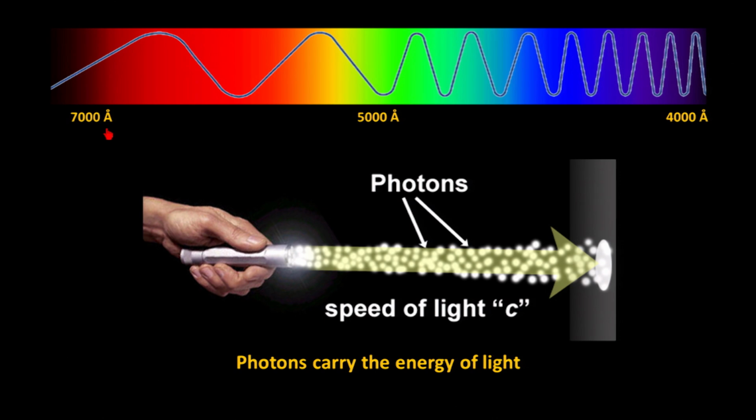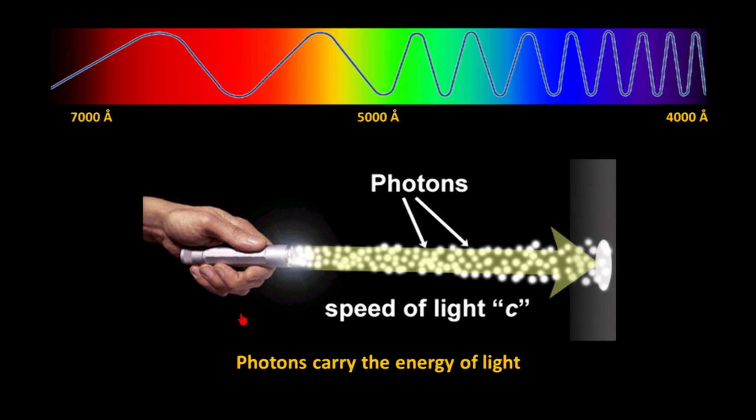7,000 angstroms corresponds deep into the red, and 4,000 angstroms corresponds to violet. And so wavelength is how the brain treats light, and it is how we perceive color. The color that we see coming from something is essentially the wavelength of the light that is being emitted by the object.